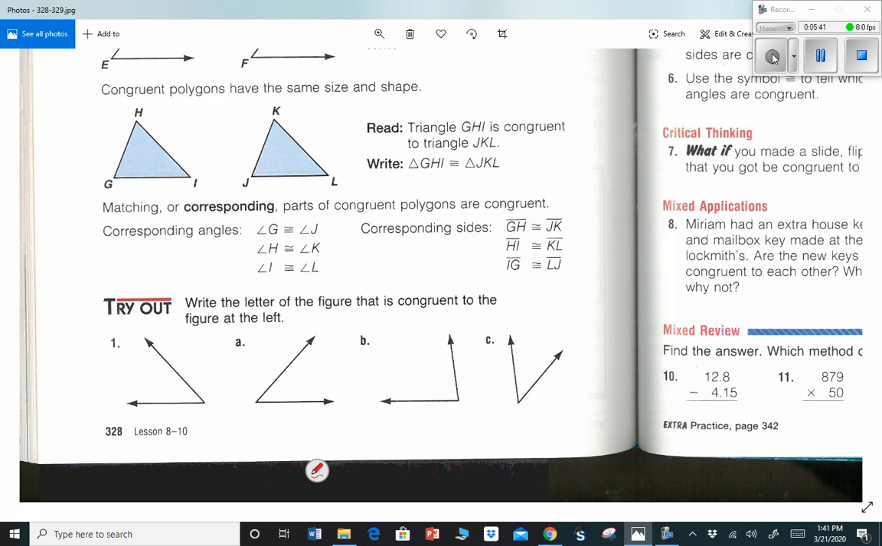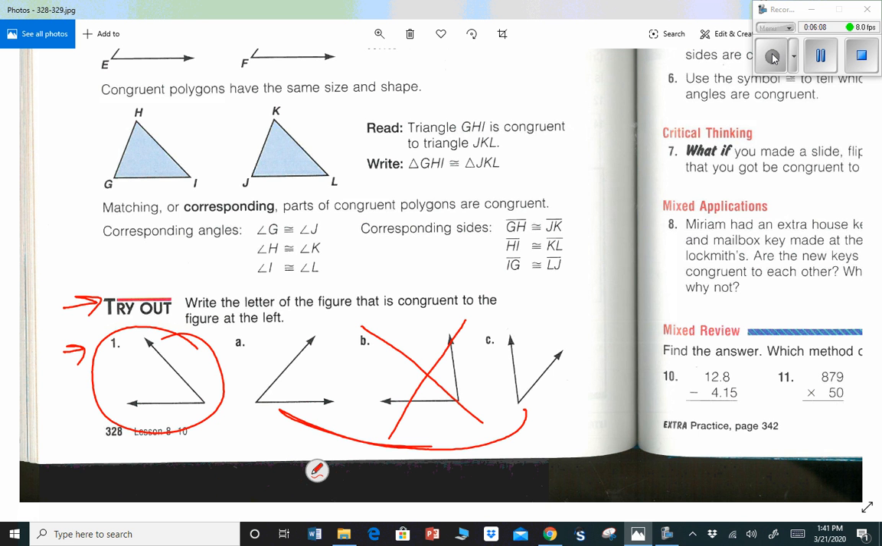It says to write the letter of the figure that is congruent to the figure at the left. So we're looking at this one right here. Which one of these angles, A, B, or C, is congruent to the angle that I just circled? I think we all know that this is a right angle and this is not a right angle, so I think we can toss that one out. I think these two are kind of close though.